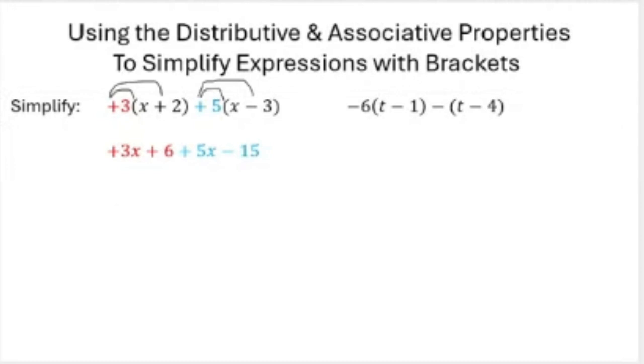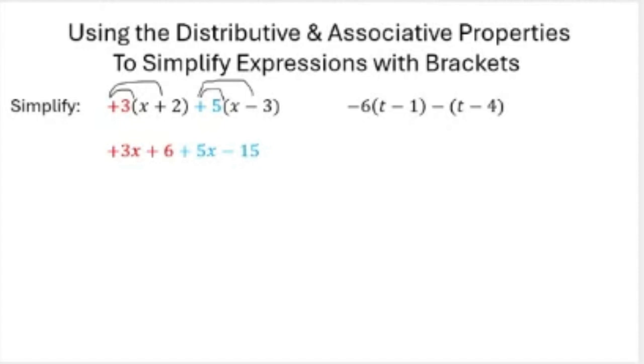So there in red, we see the 3 went through the first bracket, 3 times x and 3 times 2, with the plus sign in the middle right there. And in the second bracket, the minus sign in the middle right there. And the 5 went through: plus 5x and minus 15. Positive 5 times negative 3, negative 15.